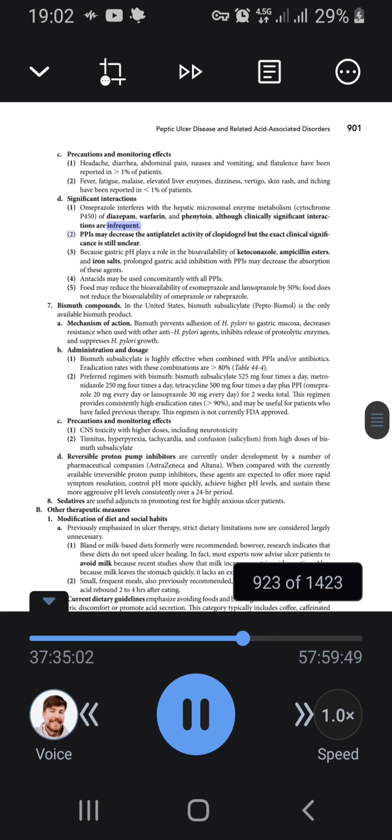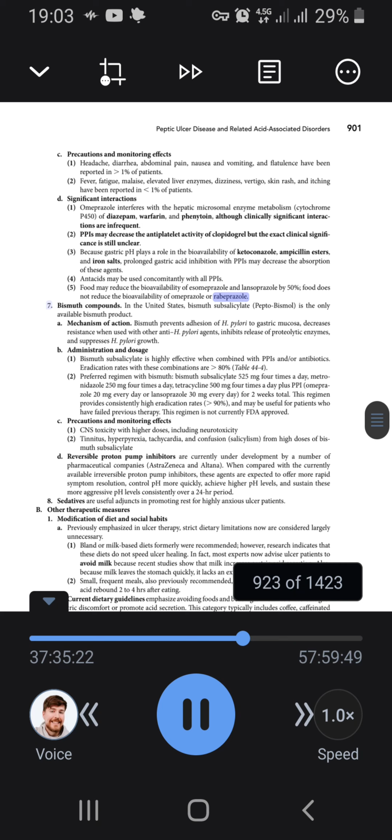2. PPIs may decrease the antiplatelet activity of clopidogrel, but the exact clinical significance is still unclear. 3. Because gastric pH plays a role in the bioavailability of ketoconazole, ampicillin esters, and iron salts, prolonged gastric acid inhibition with PPIs may decrease the absorption of these agents. 4. Antacids may be used concomitantly with all PPIs. Food may reduce the bioavailability of esomeprazole and lansoprazole by 50%. Food does not reduce the bioavailability of omeprazole or rabeprazole.